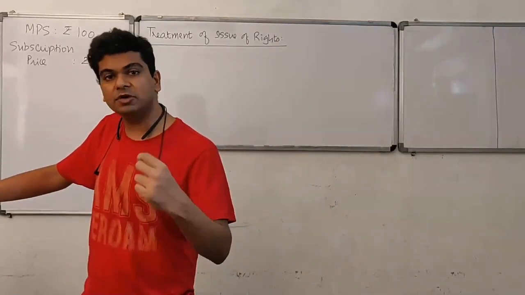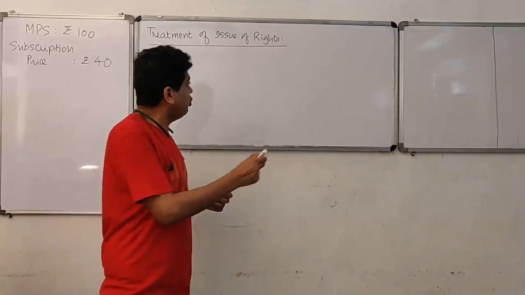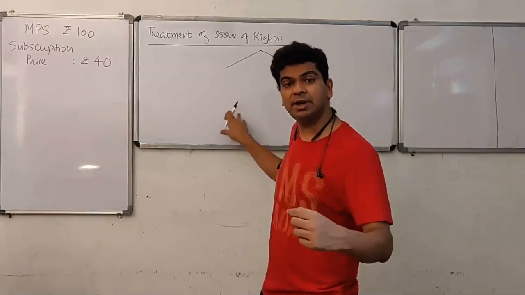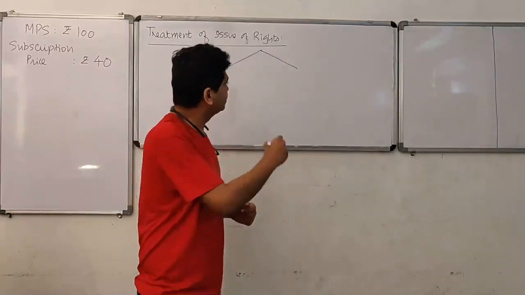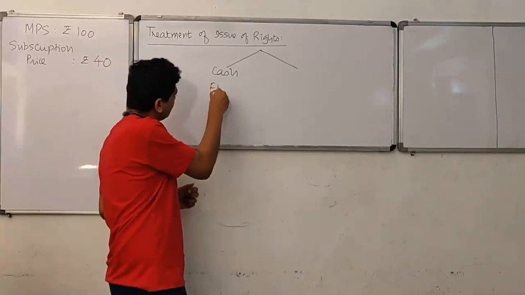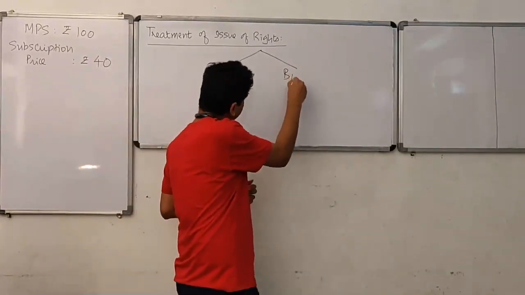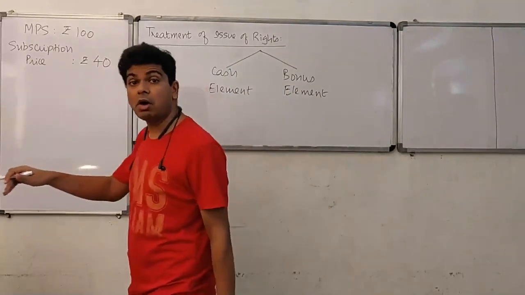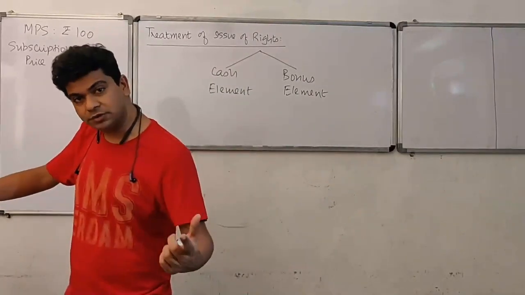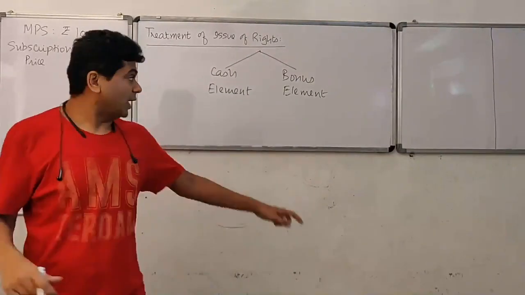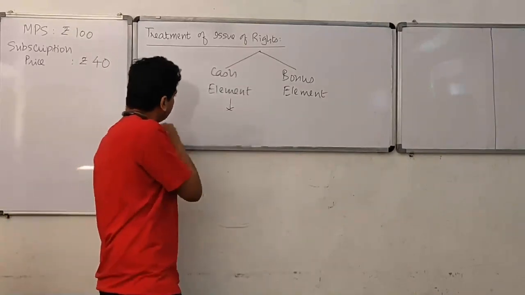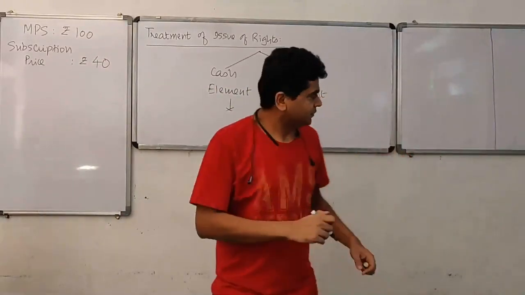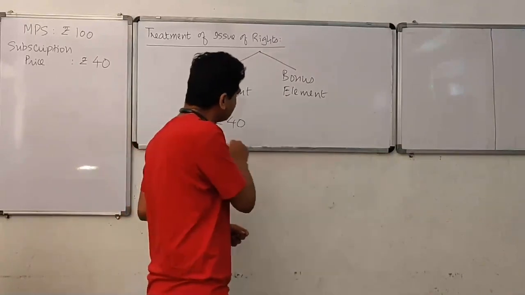Now, please understand the treatment really well. Issue of rights actually has two elements. It has a cash element, it also has a bonus element. Let's discuss this. You are not giving a rights share free of cost. You are charging for the rights. In our example, you are charging rupees 40. So this rupees 40 that you are charging, that is nothing but the cash element. So I am charging rupees 40 per share, that's the cash element.